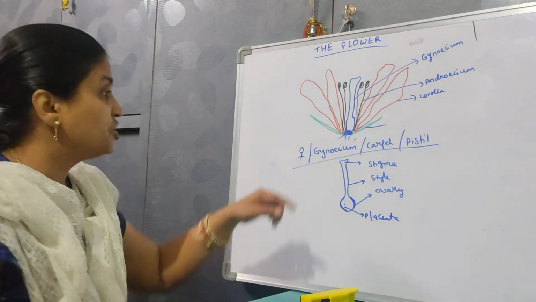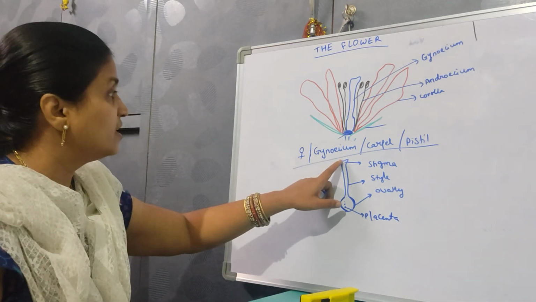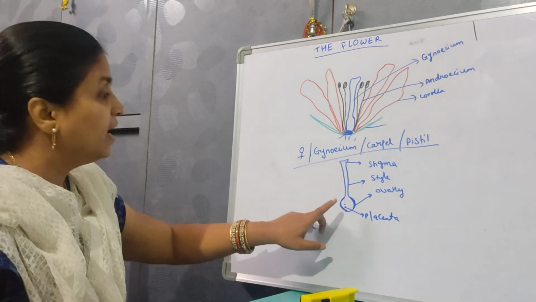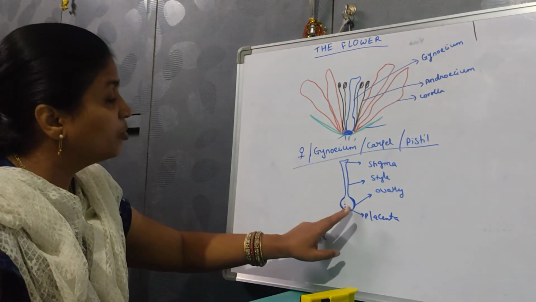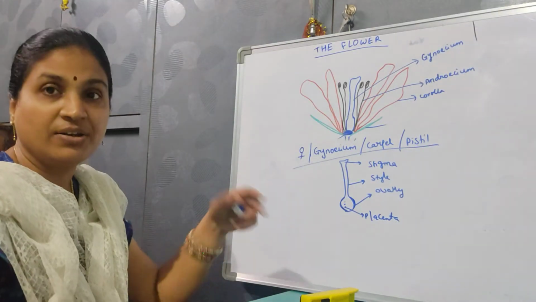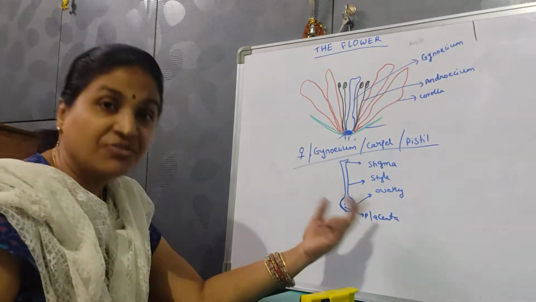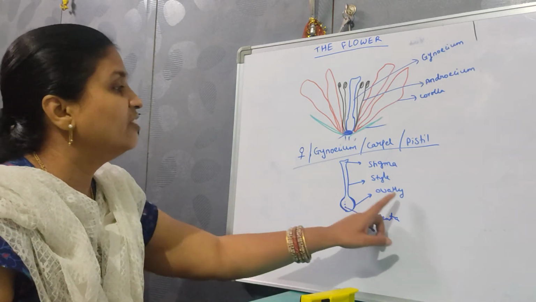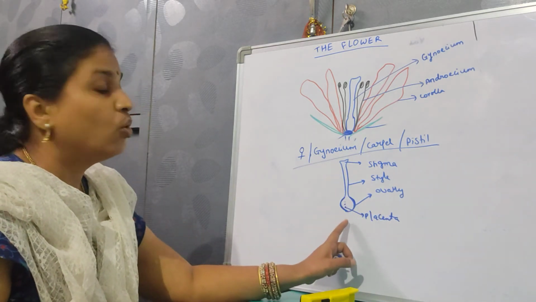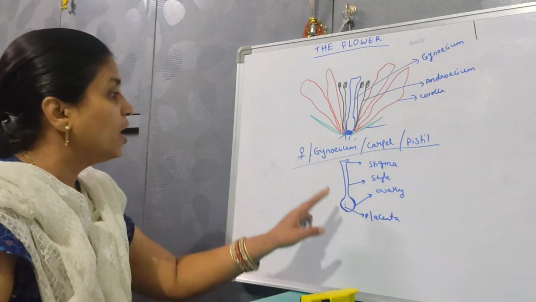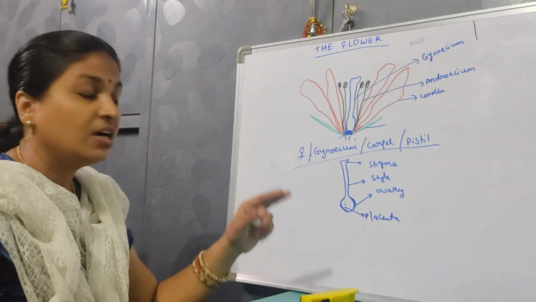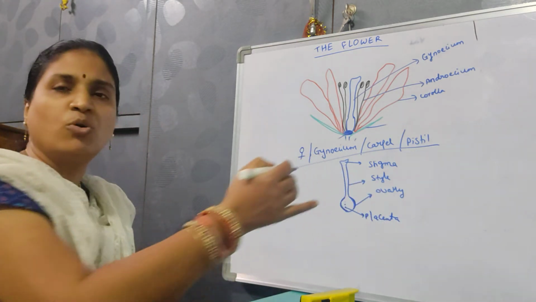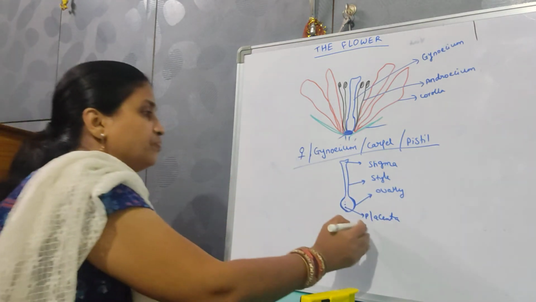After fertilization, when the pollen grain falls on the stigma and passes onto the ovule through the style, and fuses with the ovule, it gets fertilized. After fertilization, the fusion of male and female gametes, the ovary develops into fruit, and the ovule develops into seed. So the seed is attached to the fruit with the help of the placenta, or you can say the ovule is attached to the ovary with the help of the placenta.